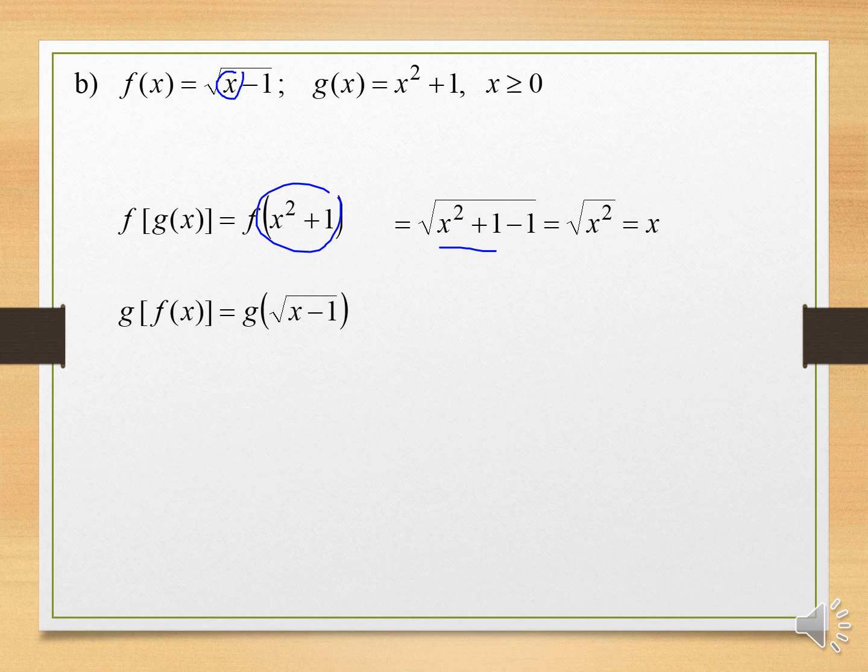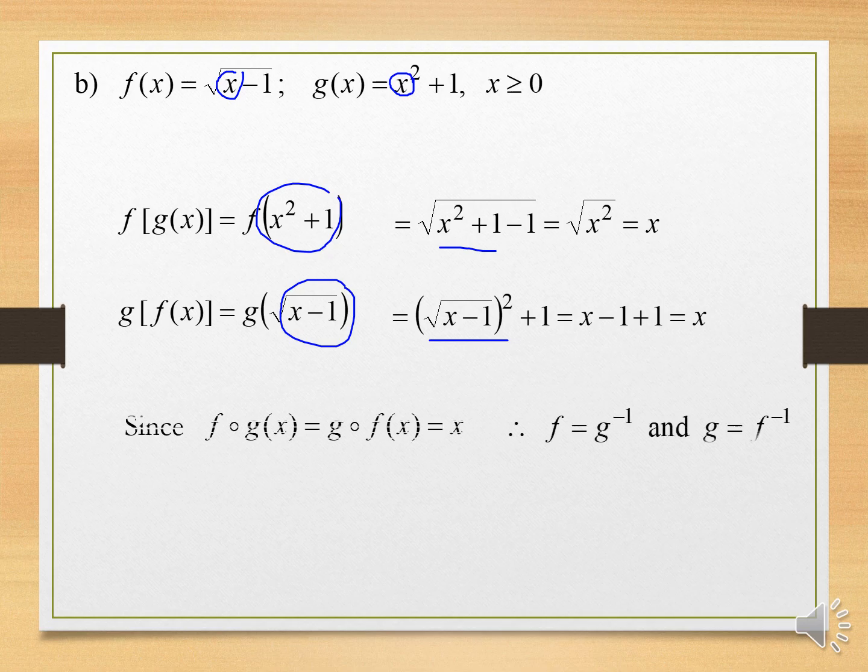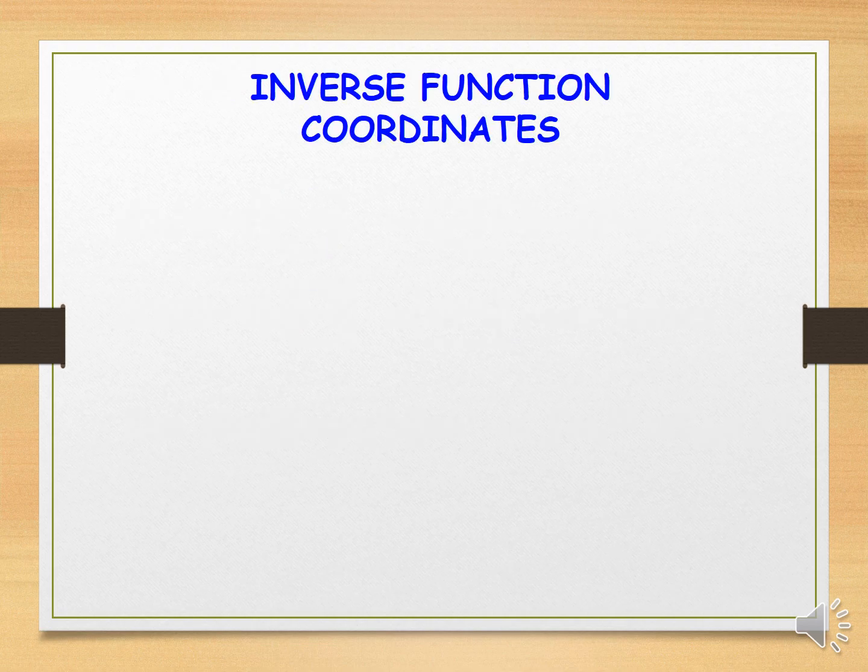For g composite f(x), this is g of the new input, f(x), which is √x − 1. Therefore, by substituting √x − 1 into function g, we get (√x − 1)² + 1, the new input, plus 1. Simplifying this, we get x − 1 + 1, that is equal to x. Since f composite g equals g composite f, which equals x, f is the g inverse and g is the f inverse.